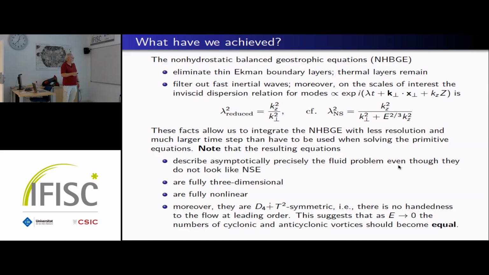The equations may not look like Navier-Stokes, but I'm going to try to convince you that they are really good equations for studying this problem. In other words, that they capture the phenomena that we see in direct numerical simulations. They are fully 3D, they are fully nonlinear. So this is not a small amplitude expansion or anything like that. This is strongly nonlinear. And they actually have a reflection symmetry, which suggests that in the limit of rapid rotation, the number of cyclonic and anticyclonic vortices should be approximately the same if they are stable.